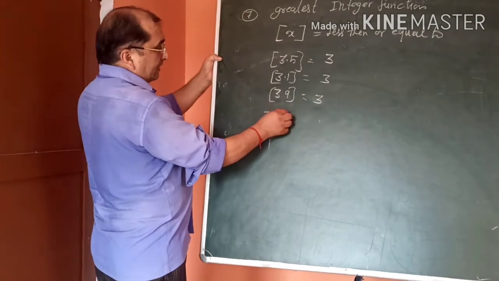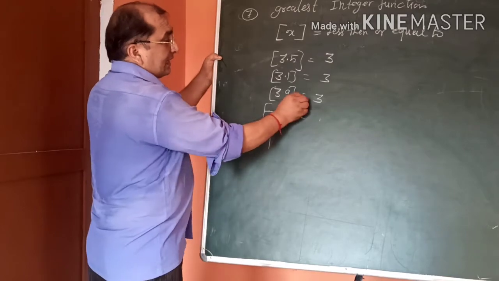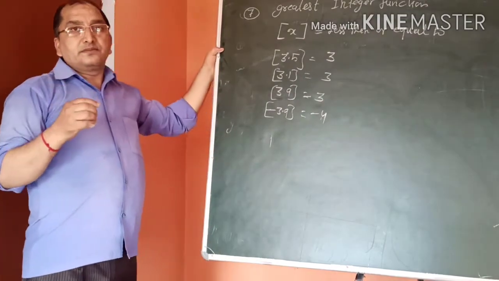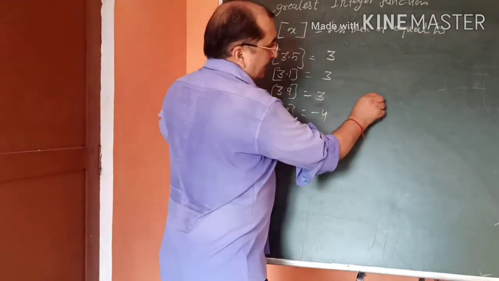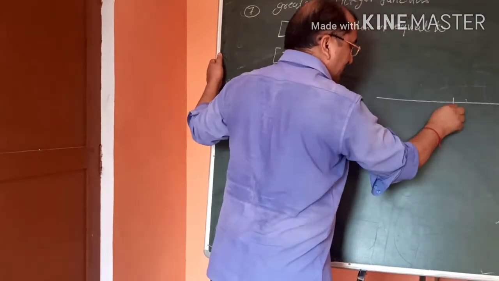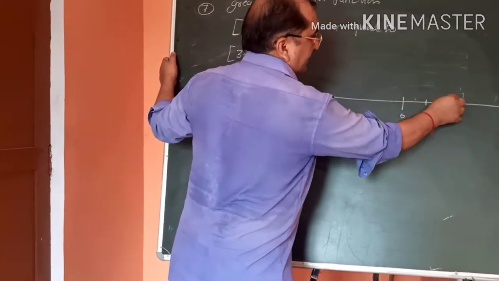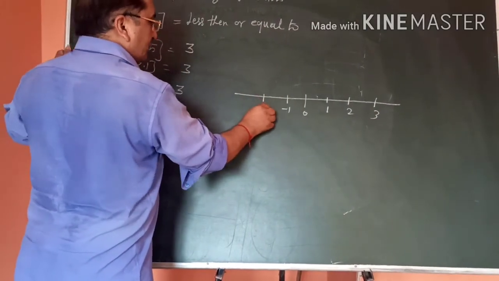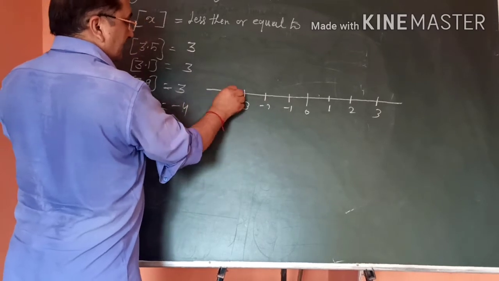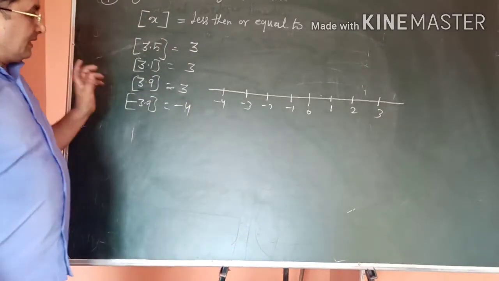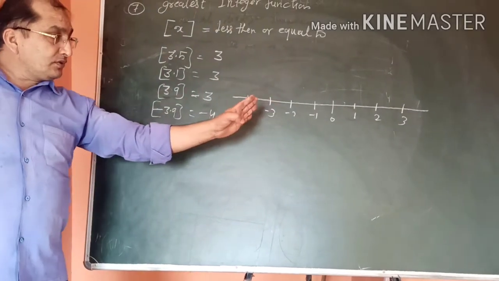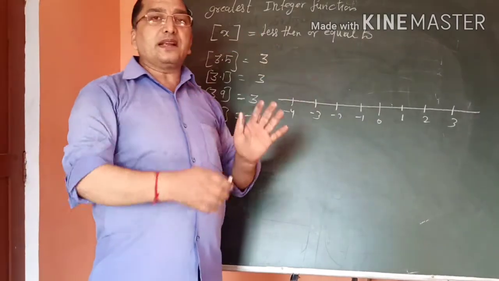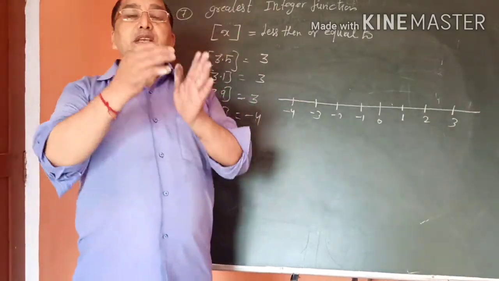Suppose minus 3.9, and it's just less, what will come? Minus 4 will come. But how? Now see, the number line system. 0 is there, this is 1, this is 2, this is 3, minus 1, minus 2, minus 3, and minus 4 will come. Now see, we know that when we go towards the negative direction, our value is decreasing. When we move towards the right hand side, our value is increasing.